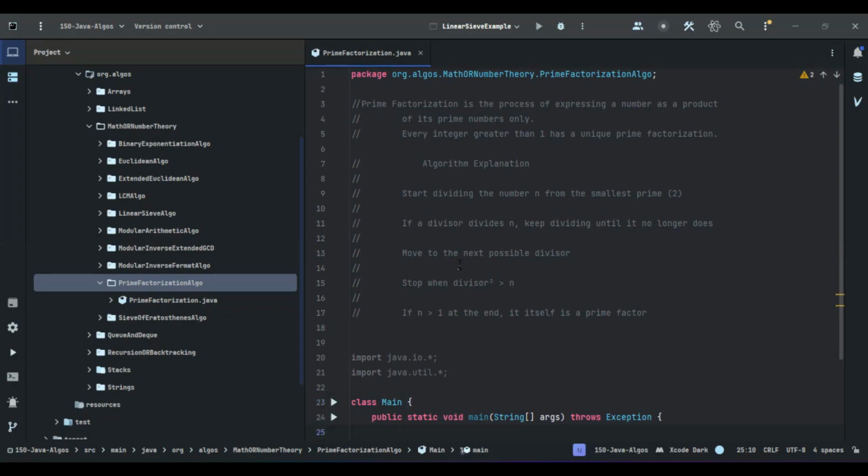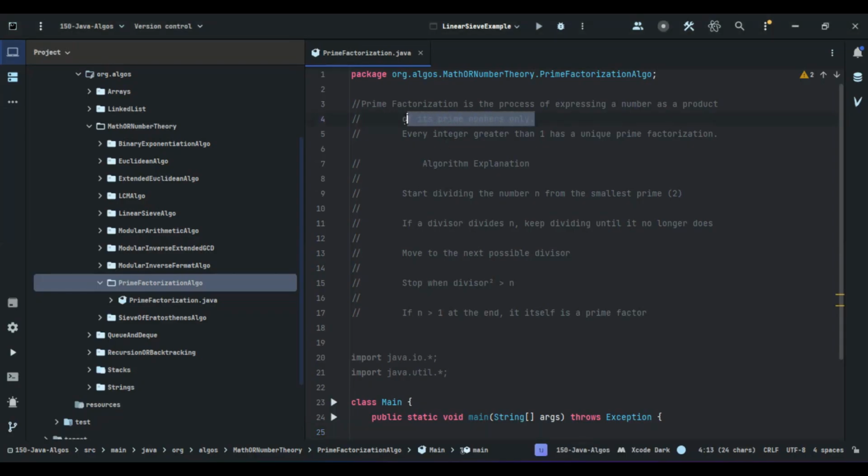Hi everyone. So today we'll be discussing the topic prime factorization. Let's see what the definition says here. Prime factorization is the process of expressing a number as a product of its prime numbers only.